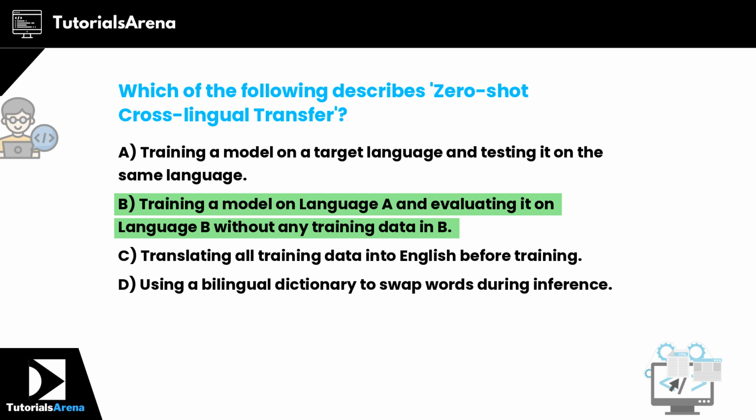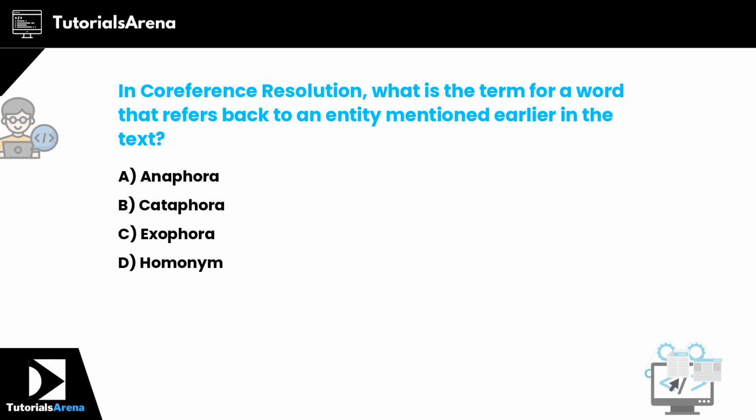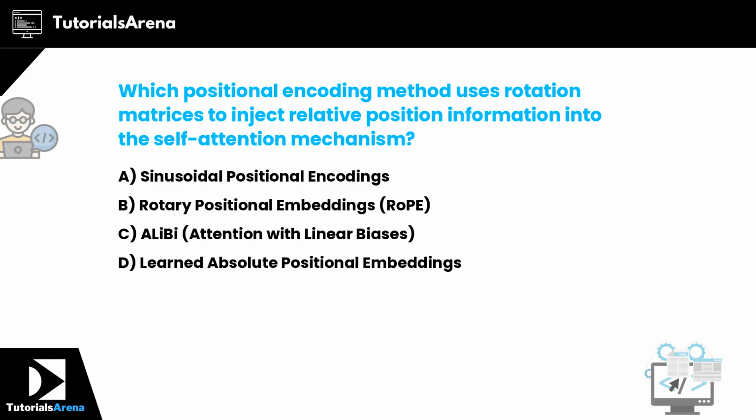training data in B. In coreference resolution, what is the term for a word that refers back to an entity mentioned earlier in the text? The correct answer is option A, anaphora. Which positional encoding method uses rotation matrices to inject relative position information into the self-attention mechanism? The correct answer is option B, rotary positional embeddings, RoPE.